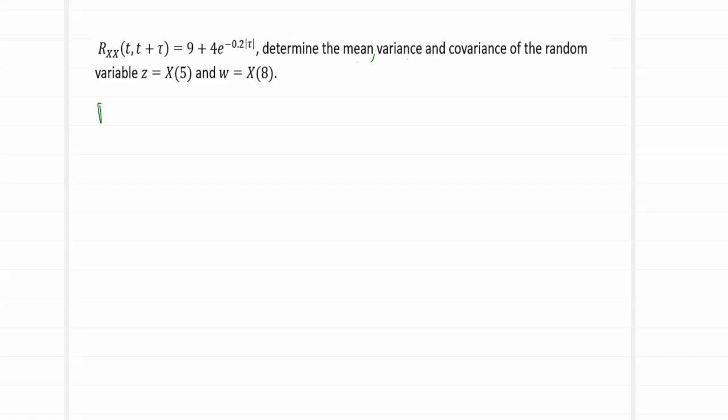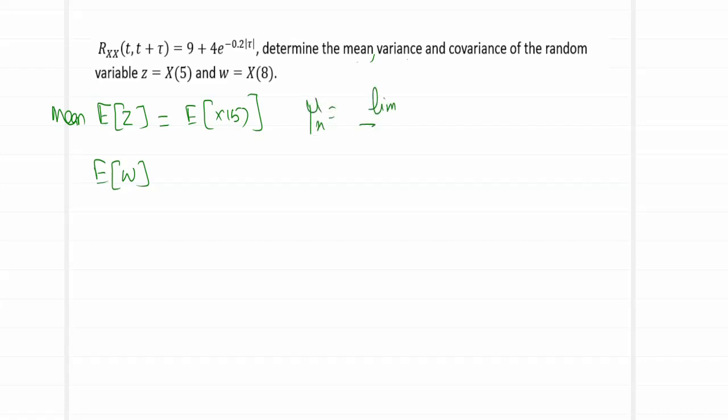Okay, so we will have to find E of Z and E of W, when I want the mean of the random variable Z and the mean of the random variable W. So what will be E of Z? E of Z will be E of x of 5. So what will be E of x of 5? Mean mu x is given by the limit tau tending to infinity of Rx of tau, whole square root. So this is my mean.